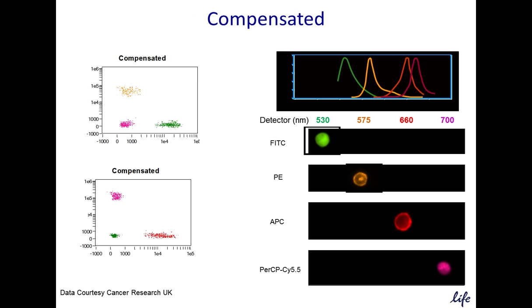By using four singly labeled controls, compensation was determined and applied to this sample. The dot plots now show the populations nicely separated, and the fluorescence in the images is now seen in just one detection channel each.